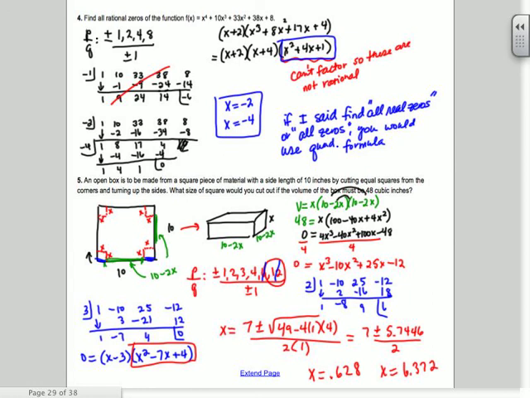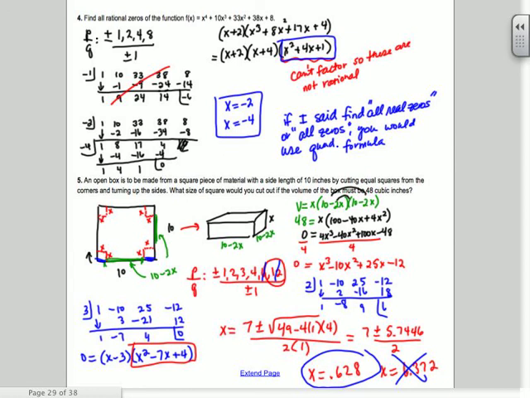All right, the 6 one doesn't work because you'd be cutting out more than what you have. You have 10 inches to cut from, and if you cut out 6 from both sides, it's not going to work. So that one's out. But this one could also be a possibility. So there's actually 2 possibilities that would give you a volume of 48.